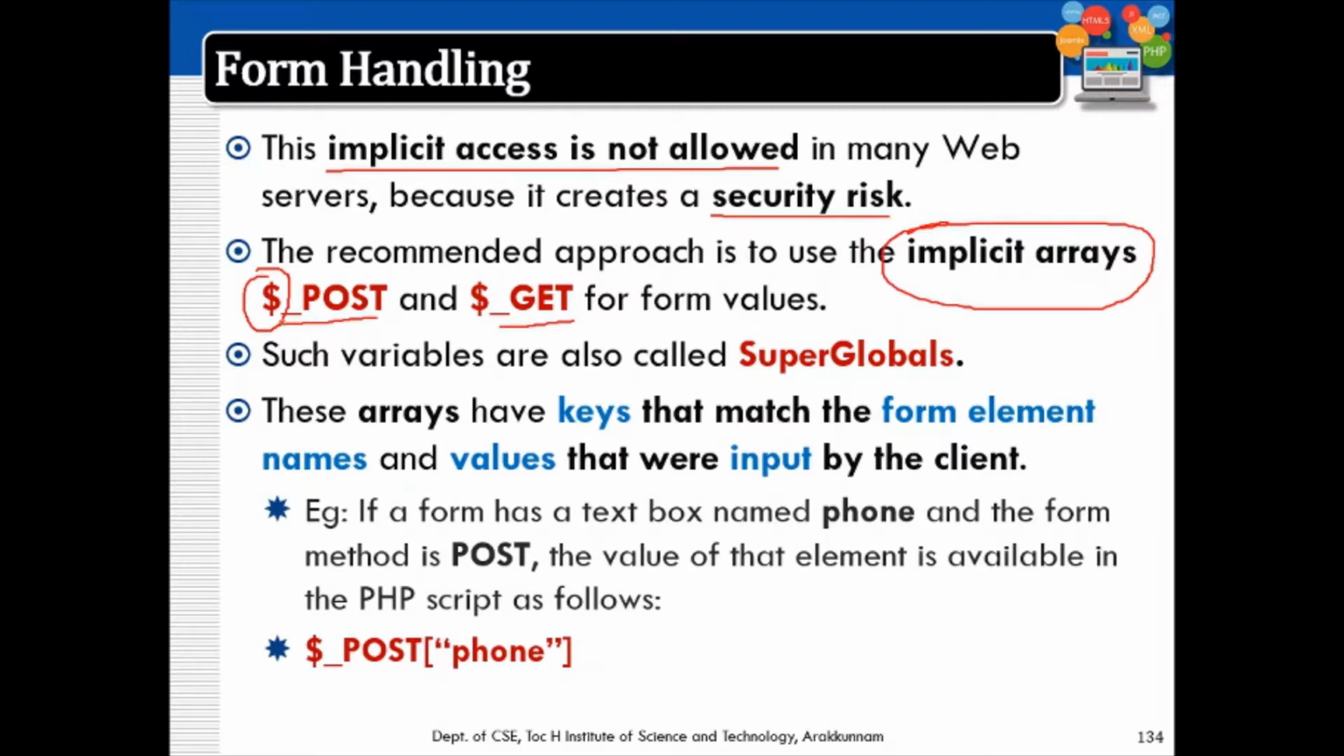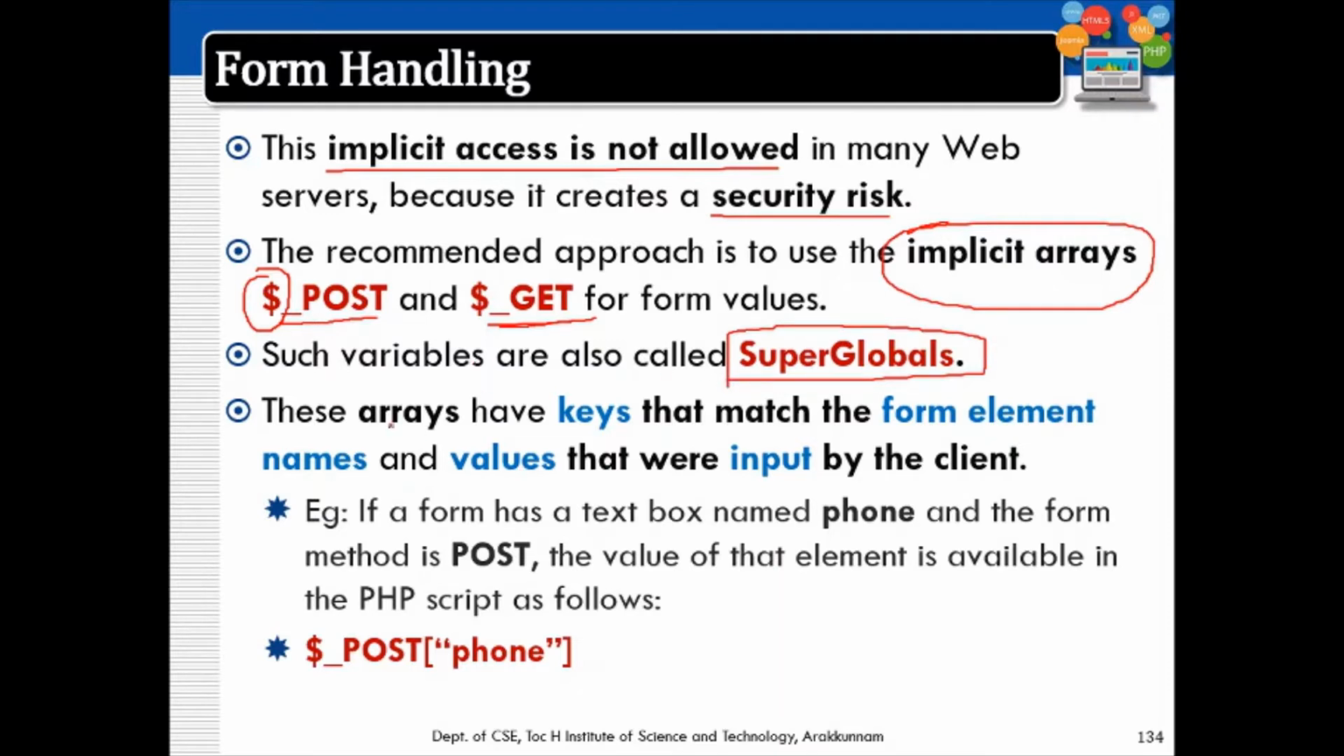Of course, by the names itself you will relate that $_POST will get the data for a form with method equal to post, and the $_GET array will be used to get the details from a form where the method is written as get. These variables are known as super global variables in PHP.